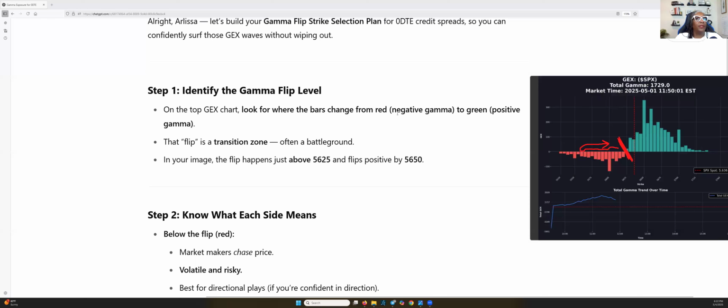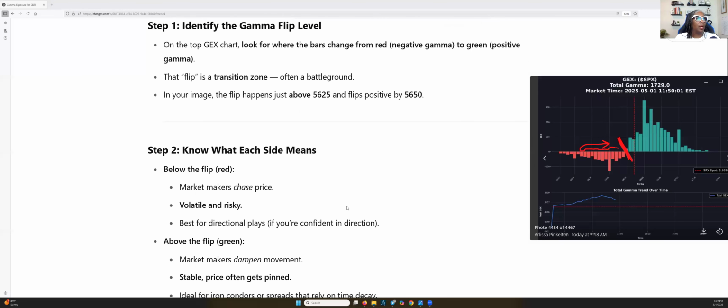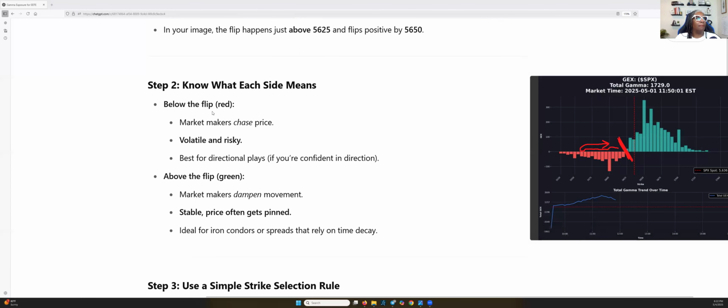Identify the gamma flip level. The flip is a transition zone, which is often a battleground. In your image, the flip happens above 56.25 and flips positive by 56.50. So this is that middle area I was just talking about. We want to know what each side means.